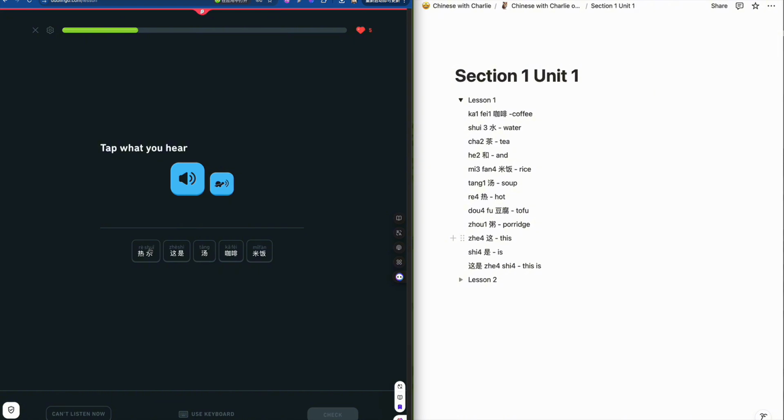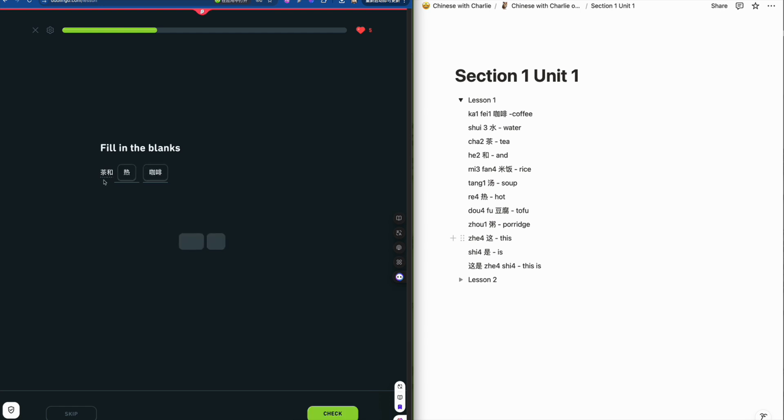热水, hot water. When we were reviewing the words from lesson 1, I talked about 热. That's an adjective meaning hot. 茶和咖啡 and 热. Should we put 热 first or 咖啡 first? Since 热 is an adjective, and we tend to put an adjective in front of things, so 热咖啡. 茶和热咖啡, tea and hot coffee.